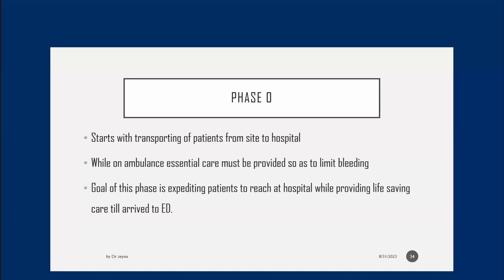So what things should be done in phase 0 is to start with transporting the patient from the site to the hospital. While on the ambulance, essential care must be provided to limit the bleeding. So they will pack the bleeding, they will secure a line, and if, as previously mentioned, EMS personnel who can intubate the patient are available, they can consider intubation. And the goal of this phase is expediting the patient to the hospital while providing life-saving care till arrival to the ED.